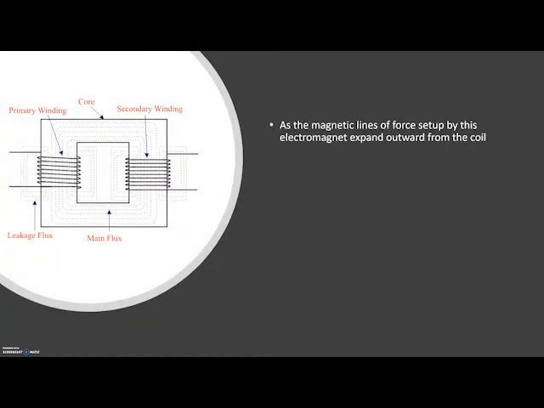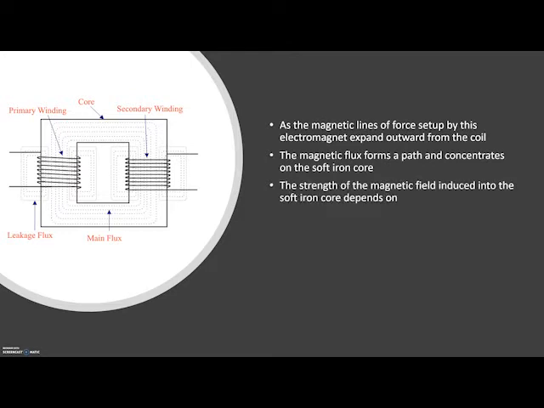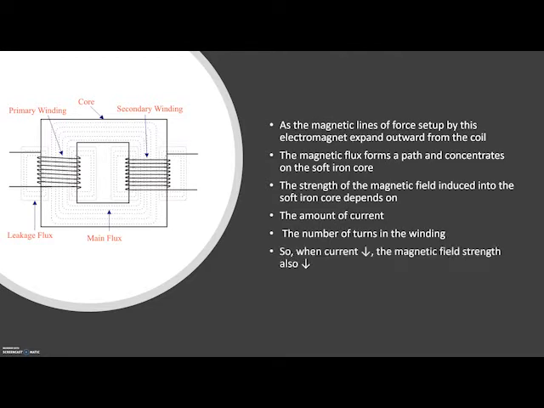As the magnetic lines of force set up by this electromagnet expand outwards from the coil, the magnetic flux forms a path and concentrates in the soft iron core. The strength of the magnetic field induced in the soft iron core depends on the amount of current and the number of turns in the winding. So, when the current reduces, the magnetic field strength also reduces.